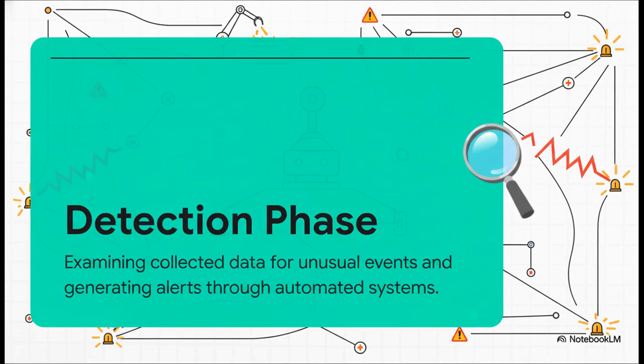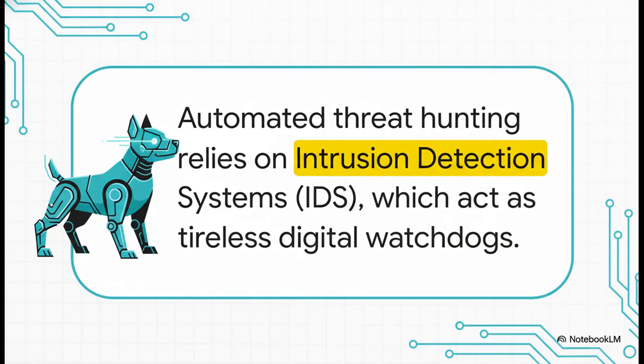It's just impossible. So instead, we use these specialized systems that sift through mountains of data, constantly looking for weird patterns or activities. And when they find something, bam, they generate an alert. So what are these magical automated watchdogs called? Well, they're known as intrusion detection systems, or just IDS for short. And honestly, thinking of them as tireless digital guard dogs is the perfect analogy.